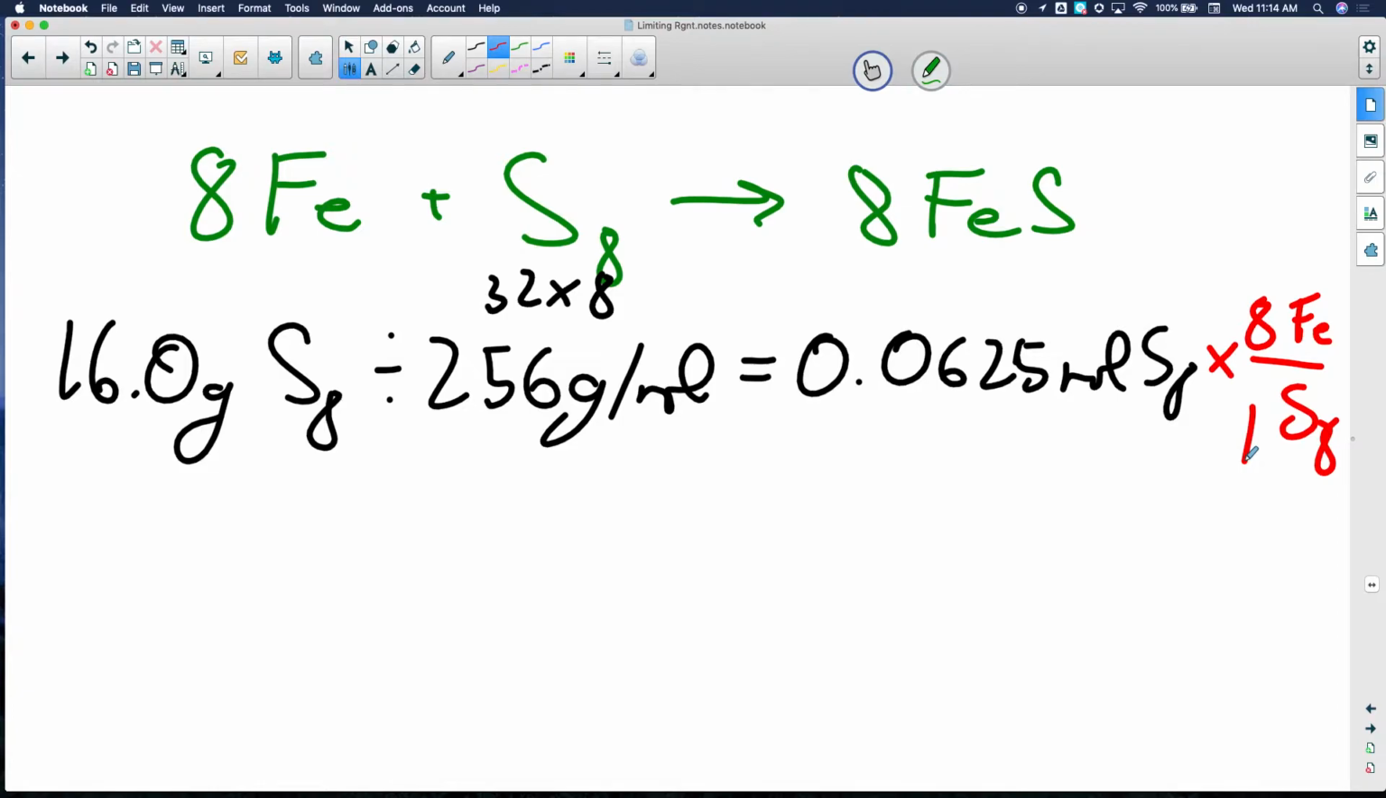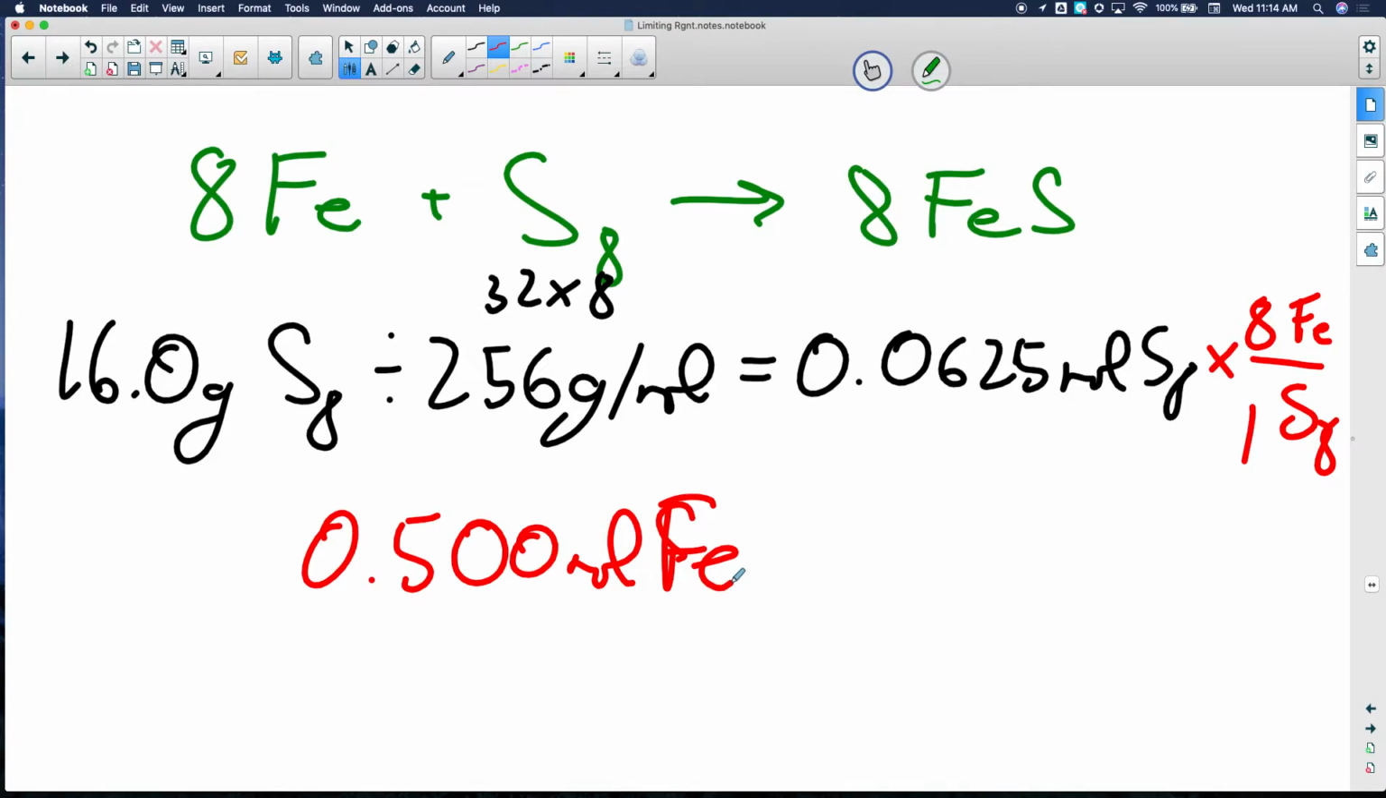She gets 0.500 moles of iron. And Julia has one last step to do for the team. We want to turn that moles of iron into a mass of iron, because they asked us about what mass of iron is needed. So what am I going to do here?